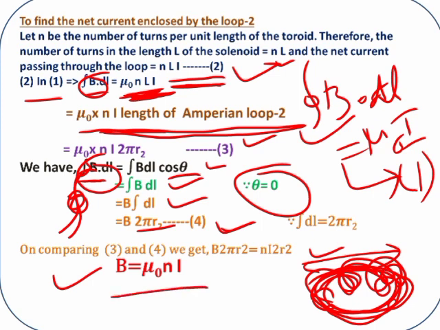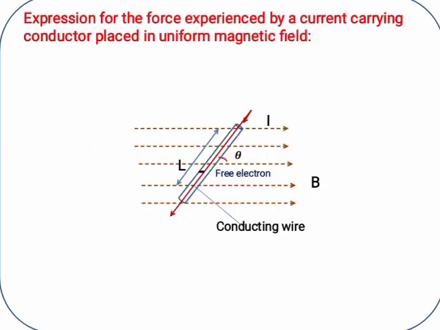So this is the final expression for the magnetic field, which is very, very important to solve the problems. Okay, I hope you understood this derivation. Next one, expression for the force experienced by a current carrying conductor placed in a uniform magnetic field.